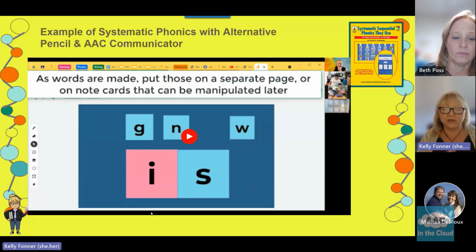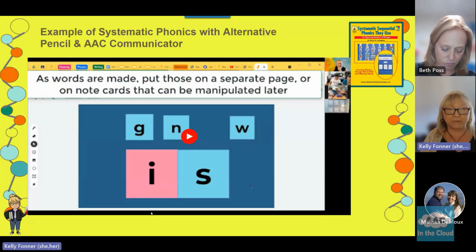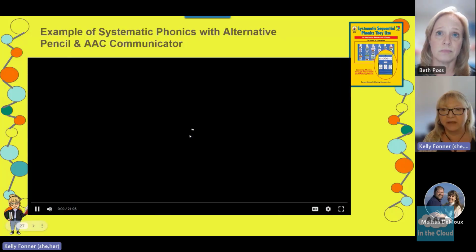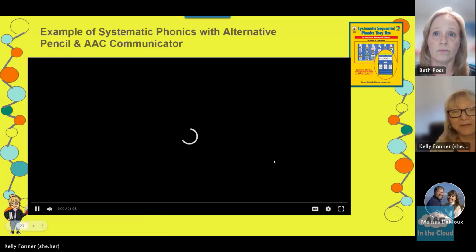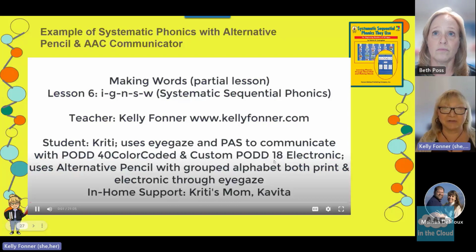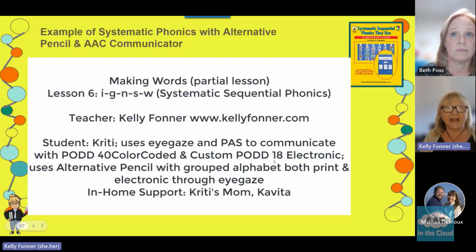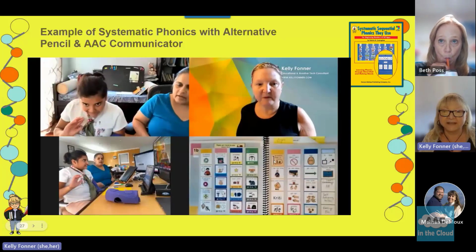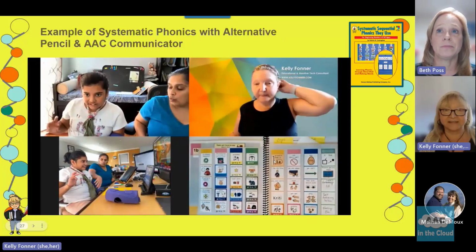You're seeing the screen that I share with her, so I'll tell you a little bit about it before we go to it. And as it gets started here, there'll be some information. I don't have a lot of sound other than us talking in it. And so this is Creedy. She uses an eye gaze system with partner assisted scanning on a PODD book. And she also has an electronic system.